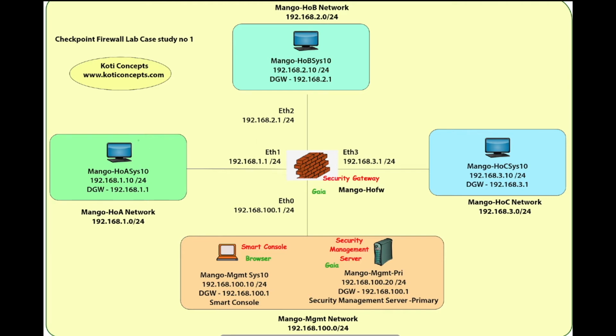So we create objects for the HY system and HOB system. We'll try to ping from the HY system to the HOB system. We'll see how to give the policies on the checkpoint firewall.